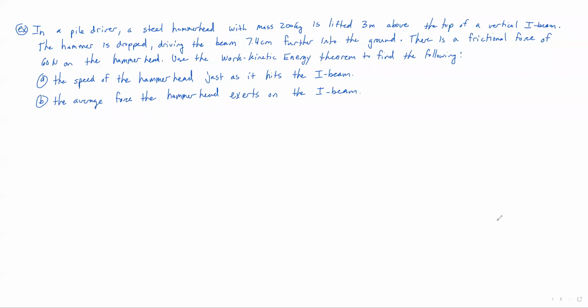Okay, so here's a little bit more complicated problem. In a pile driver, a steel hammerhead with mass 200 kilograms is lifted 3 meters above the top of a vertical I-beam. The hammer's dropped, driving the beam 7.4 centimeters further into the ground. Again, having a lot of time in the city, this is what they use to take these giant steel beams and just drive them into the ground.